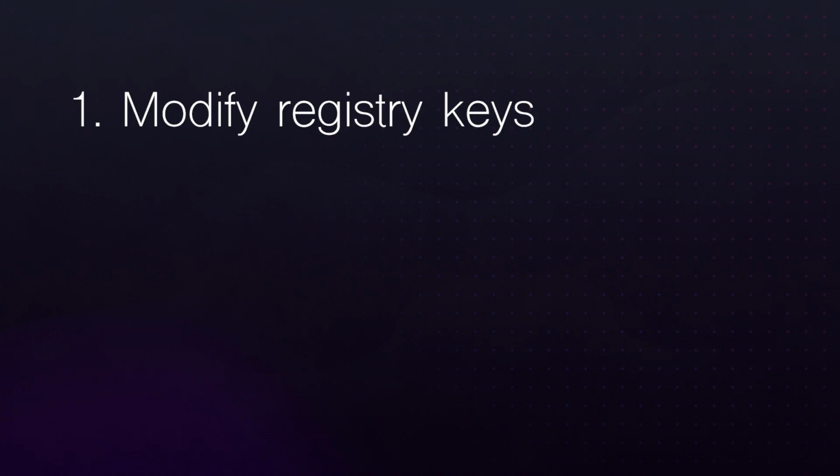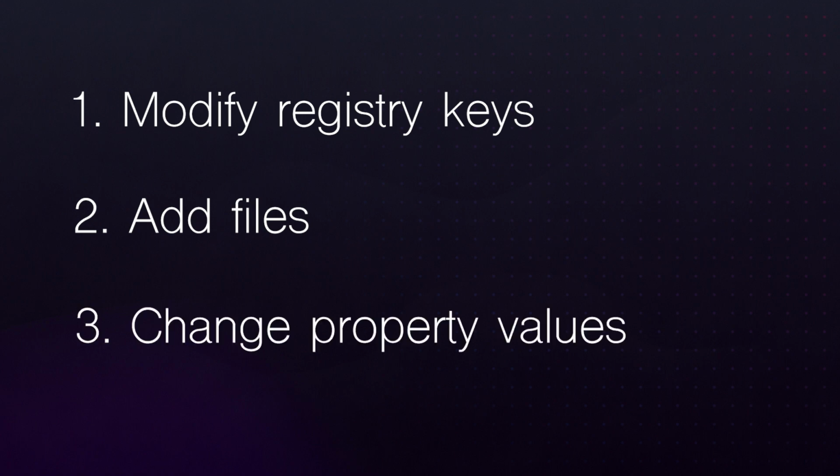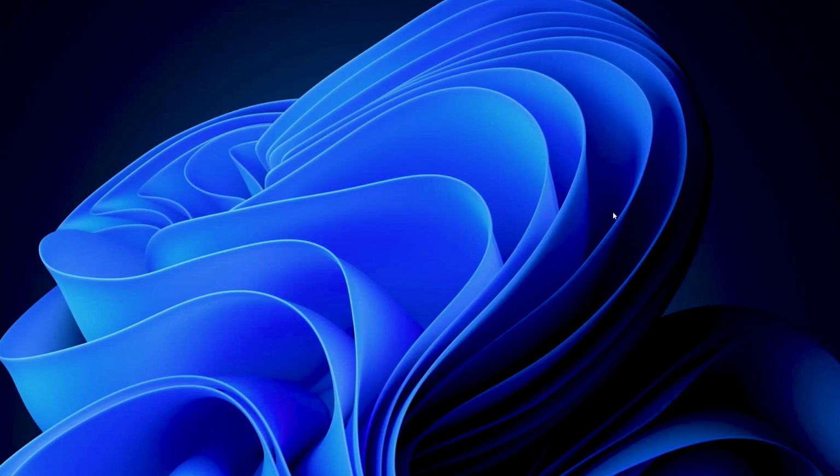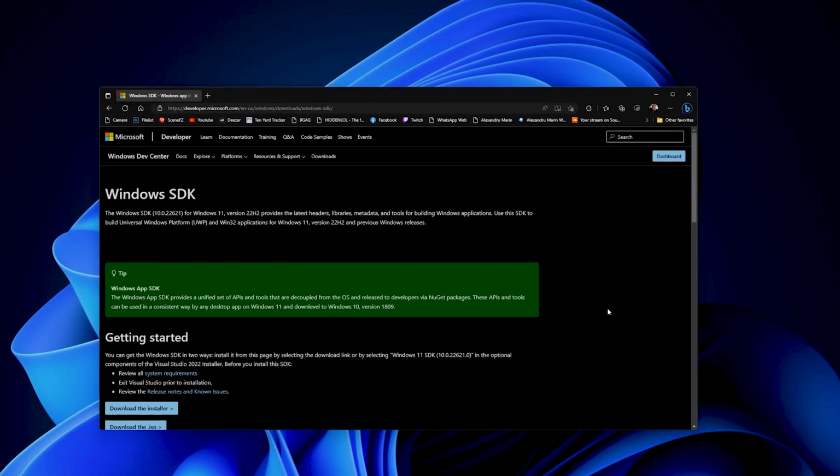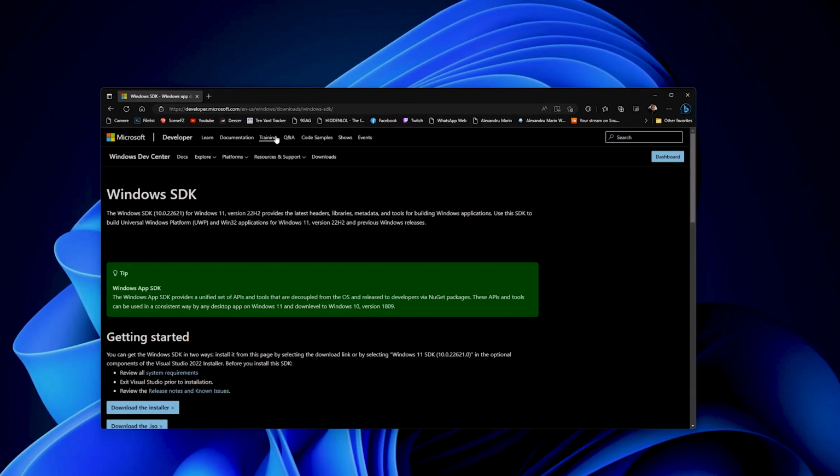The first one is to modify some registry keys, the second one is to add some files, and the last one we will have a look at is how to change property values. Let's download ORCA and get started. You can only install it as a component of Microsoft Windows SDK. To download and install ORCA, follow these steps.